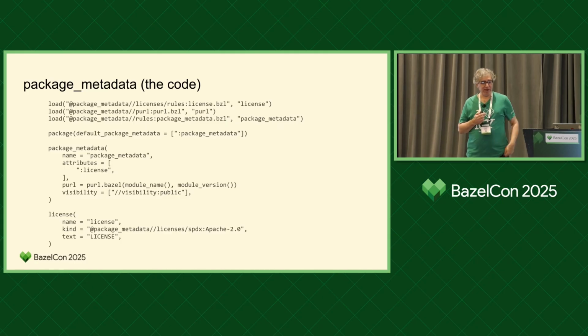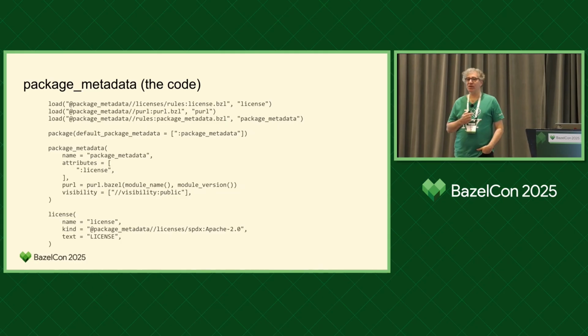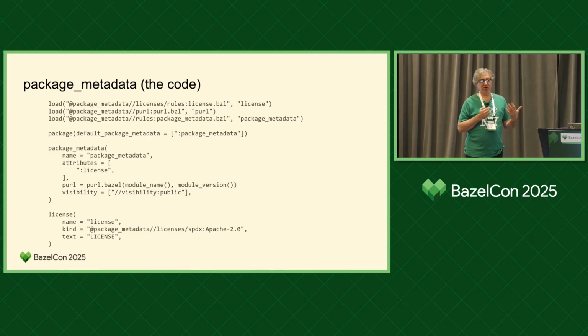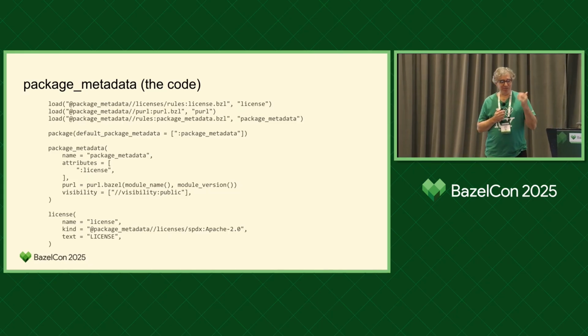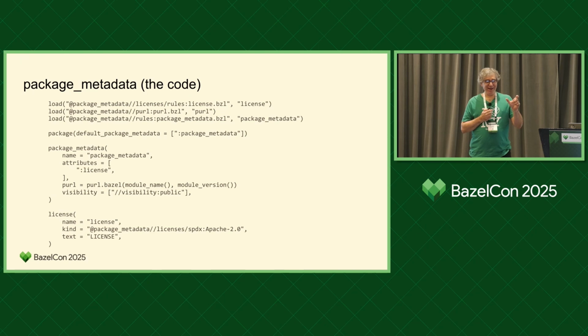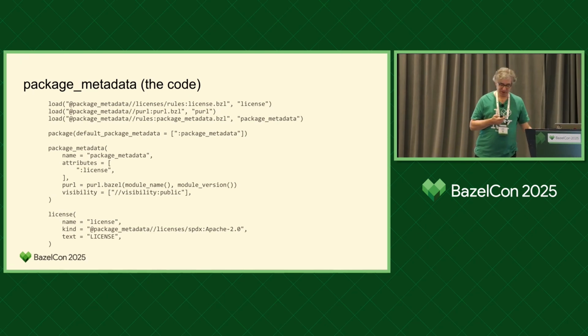The PURL line is interesting. We're using that as the package identifier. PURL is its own large specification. We have a little macro here that builds a correct PURL based on the BCR module name and the module version.